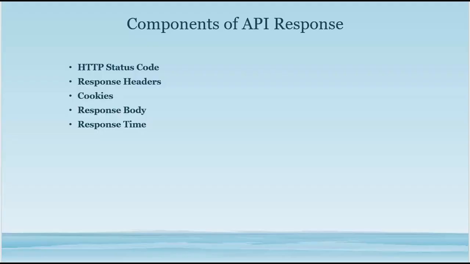Together, these are the components of the API response. These five pillars: HTTP status codes, response headers, cookies, response body and response time, form the foundation of how the web communicates. They ensure that requests are understood, responses are delivered, users are remembered, content is shared, and speed is measured. By mastering these essentials, we gain the power to build faster, smarter and more readable applications.